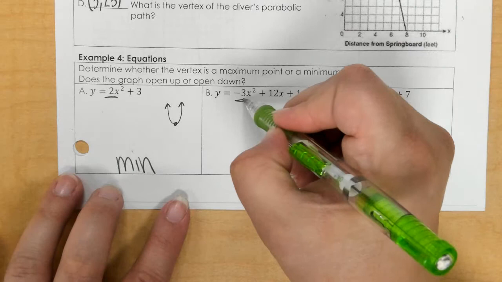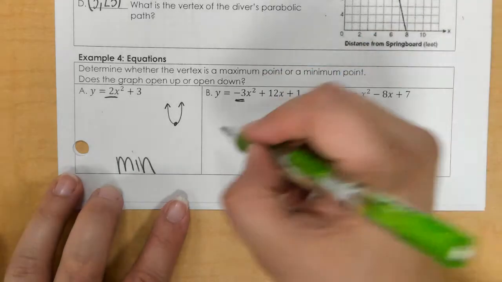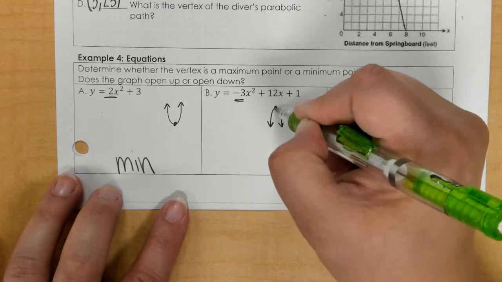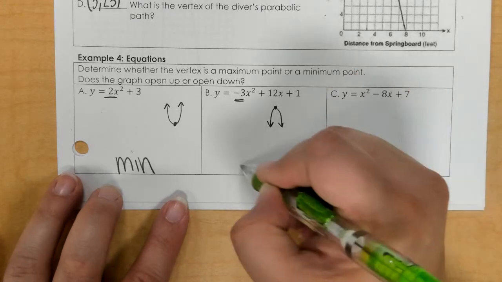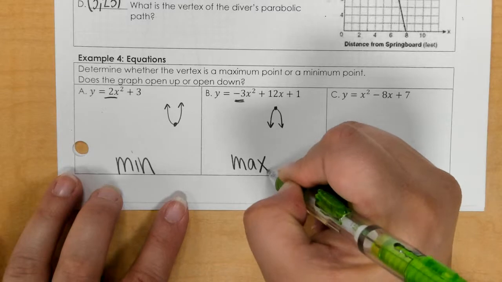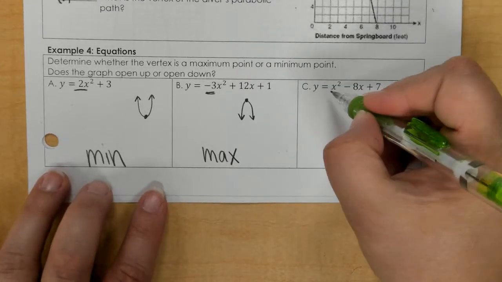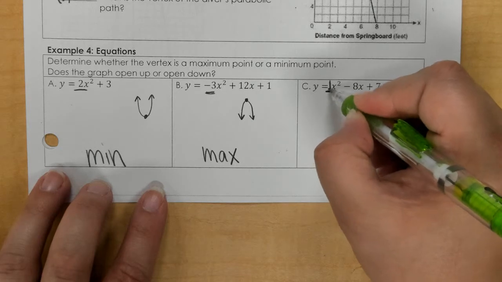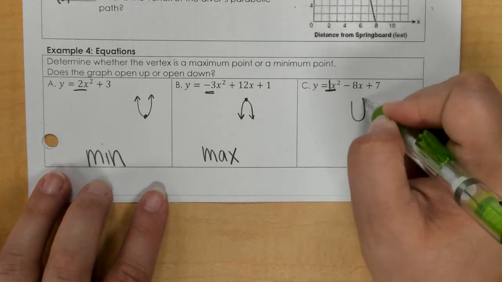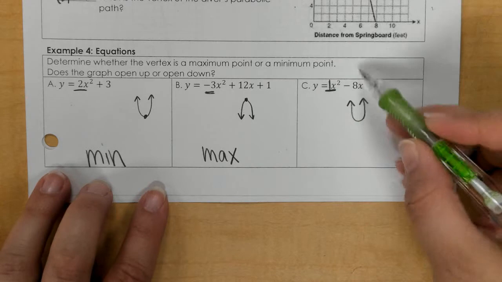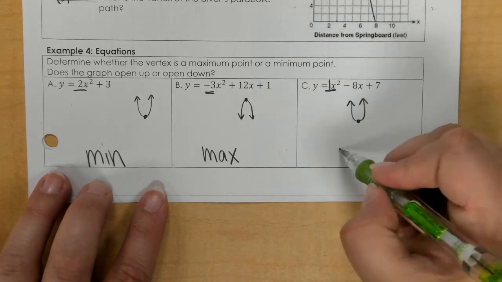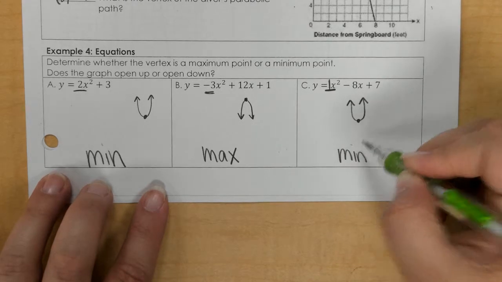Here, the first number is a negative. If it's a negative, the parabola opens down like that, meaning that the highest point is your vertex, making it a max. And then in letter C, again, that first number is a positive one. Well, positive means open up. So you can see it's opening up. The vertex is down here at the bottom, meaning that that vertex is a minimum. It's the lowest point of the graph.